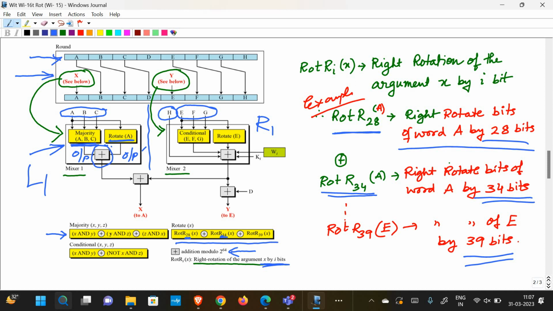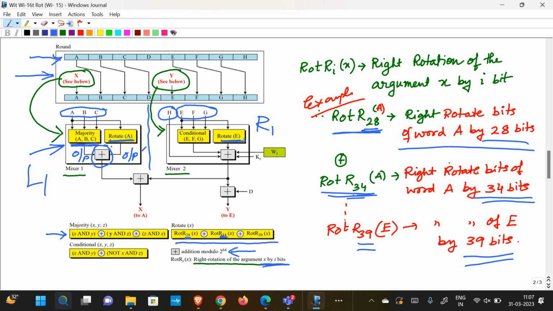the left hand side, L1, is given by majority and a rotation. These are the two functions which are used. Majority applies on the A, B, C words, and the rotation only happens on the A word. And that rotation also happens in the form of 28 bits, 34 bits and 39 bits. This applies over here as well.